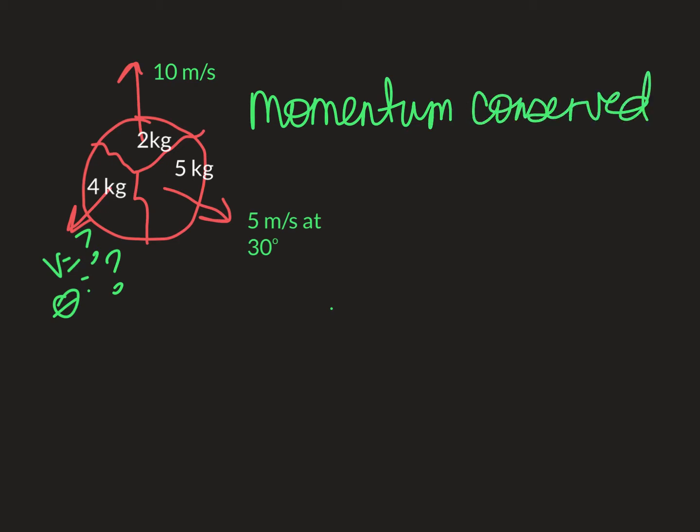Okay, so in the X direction, your before is going to equal your after. And in the Y direction, your before is going to equal your after. So beforehand, our chunk here, the whole big 11 kilogram chunk, is stationary. So its momentum before anything happens is 0 in both the X and the Y direction. So in the X direction, before is 0, and that's going to equal after.